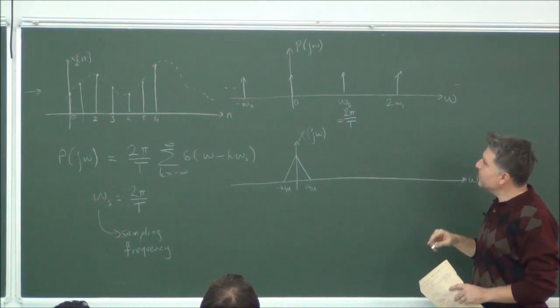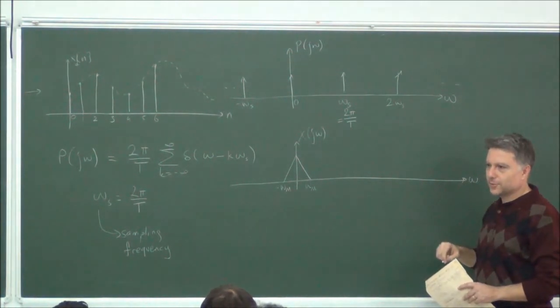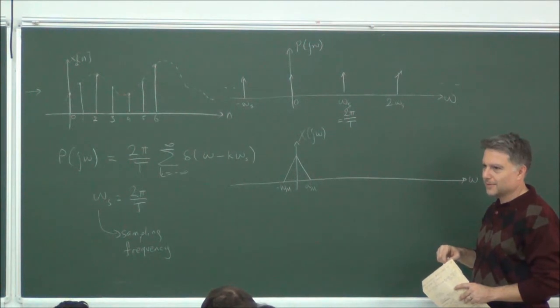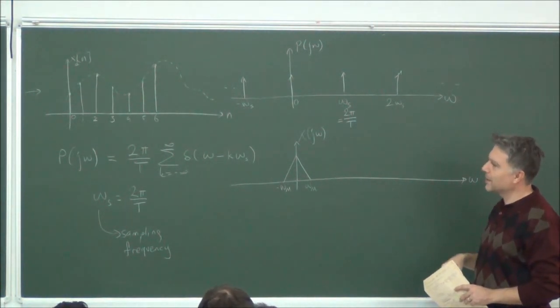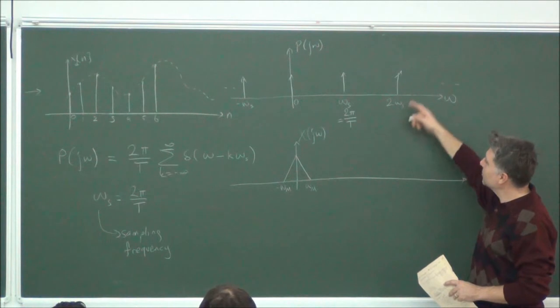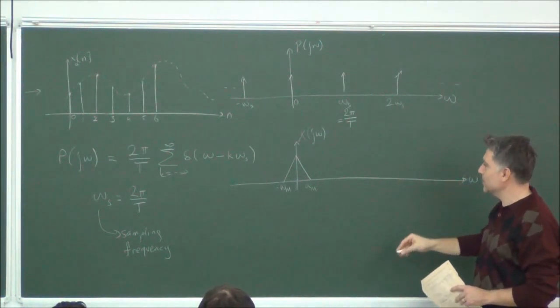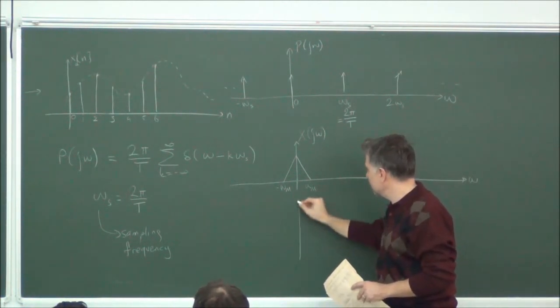In the frequency domain, we need to convolve these two. Okay? Because in time domain we are multiplying p of t by x of t, so we need to convolve these two in the frequency domain. What is the convolution result?